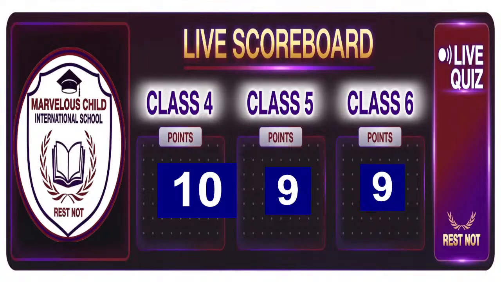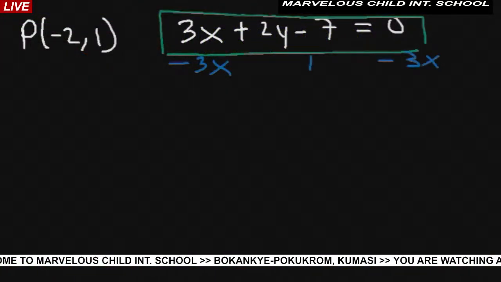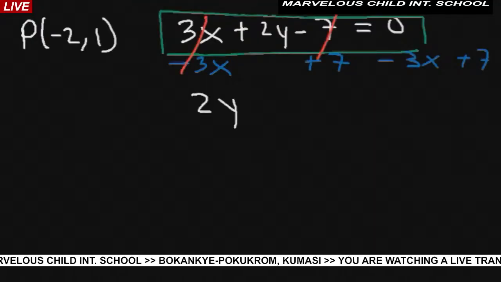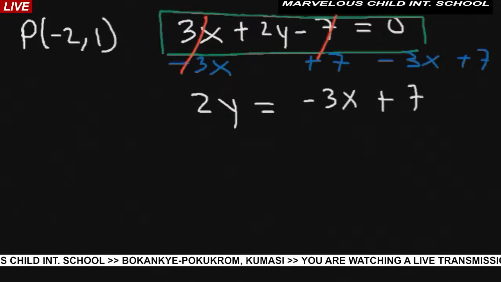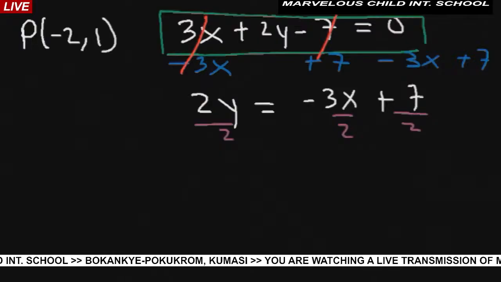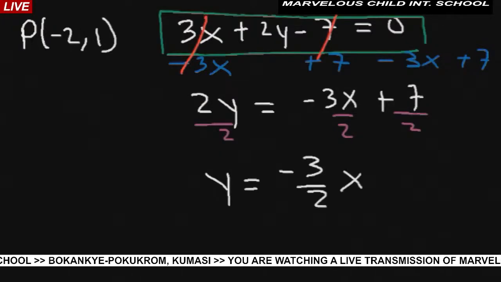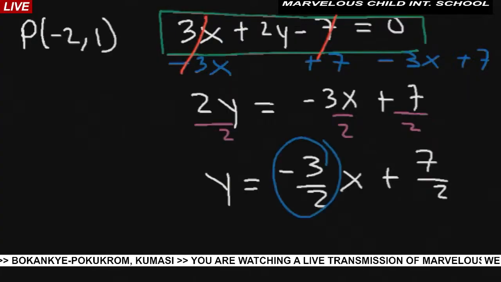7 to the other side. Let's subtract both sides by 3x, and let's add 7 to both sides. So 2y is equal to negative 3x plus 7. And now let's divide each number by 2. So y is equal to negative 3 over 2x plus 7 over 2. So the slope of this line is negative 3 over 2.